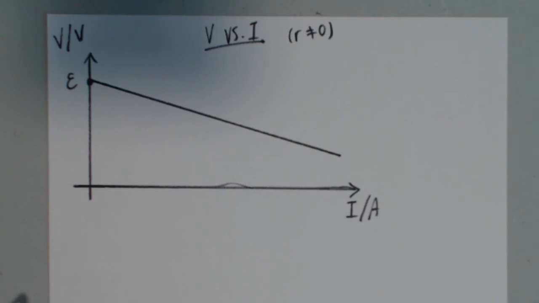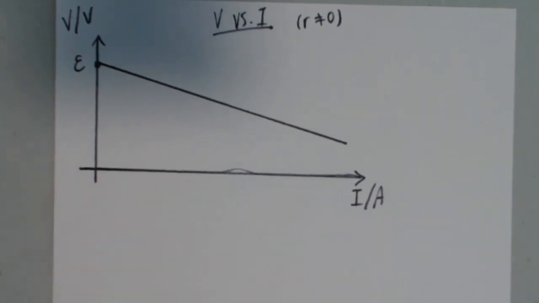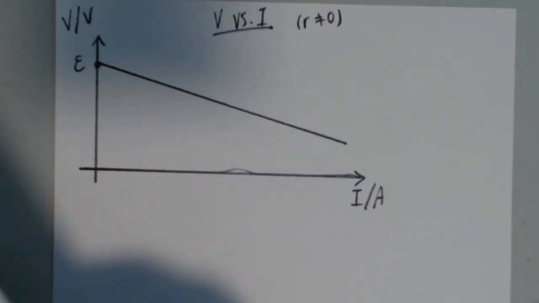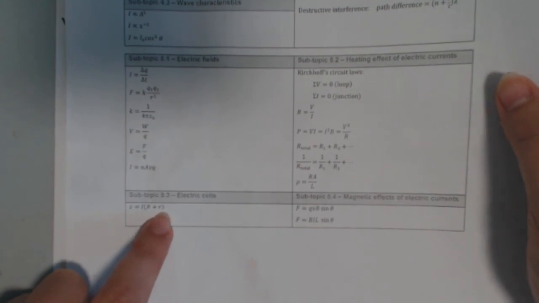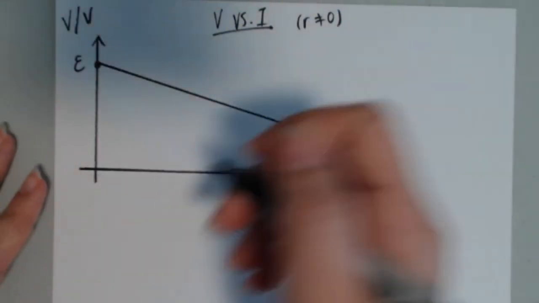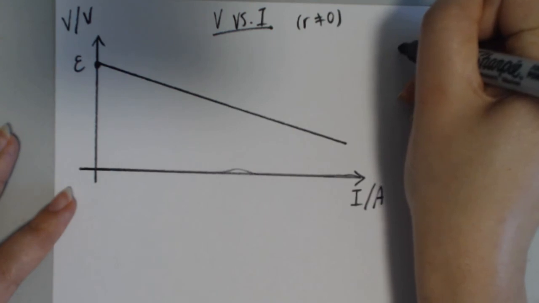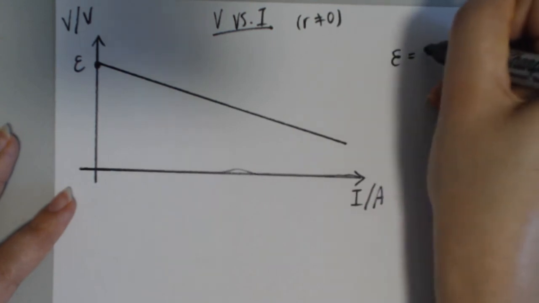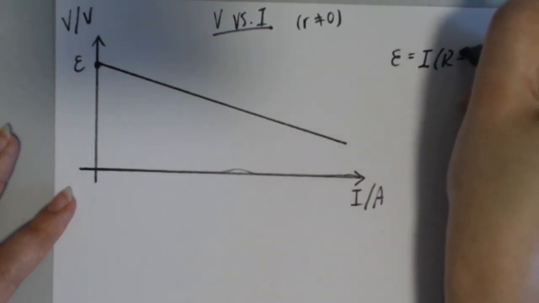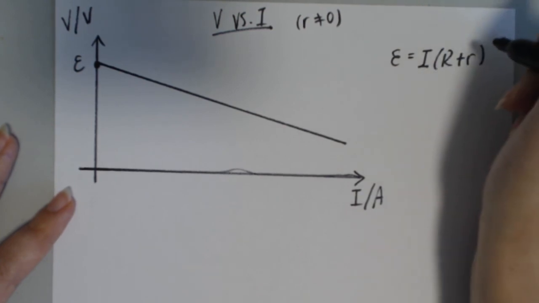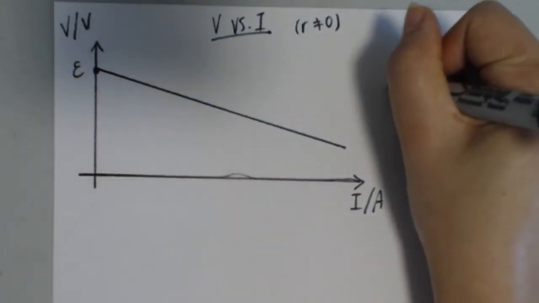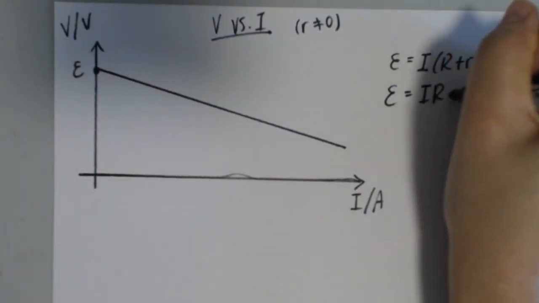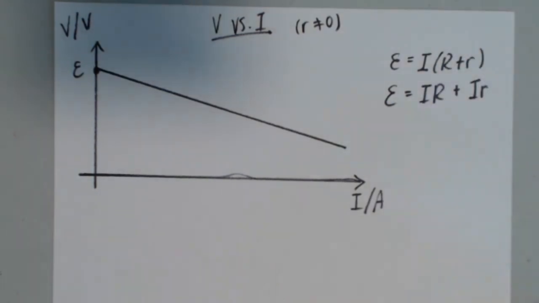Now, how do we come up with an expression for this, and how does the formula in our data booklet relate to this? If we look at the formula in our data booklet, in section 5.3, there it is: epsilon is equal to I(R + r). Let's write that down first. Epsilon is equal to I(R + r). Now I'm going to expand through the bracket, the I. So epsilon is equal to IR plus Ir.